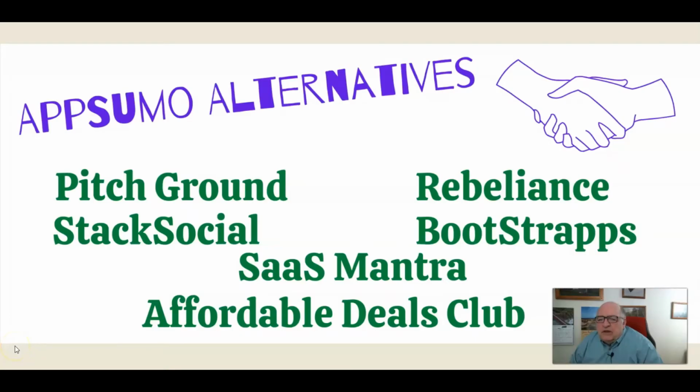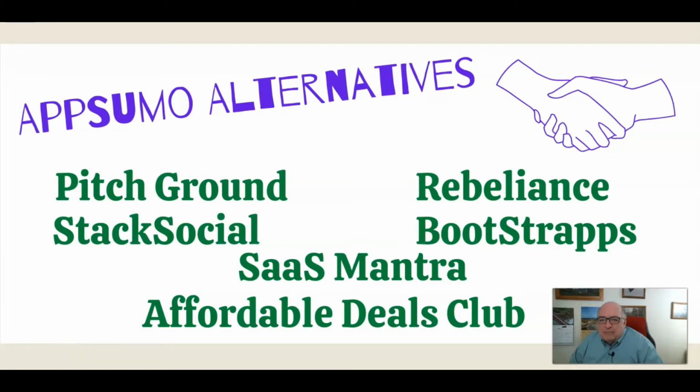Without further ado, let's move on to AppSumo alternatives. So in today's video, we're going to be talking about AppSumo alternatives. Here's a list of 6 AppSumo alternatives I'm going to be talking about today. The first is a site called PitchGround, then Rebeliance, StackSocial, BootStrapps, SAS Mantra, and a Facebook page called Affordable Deals Club.